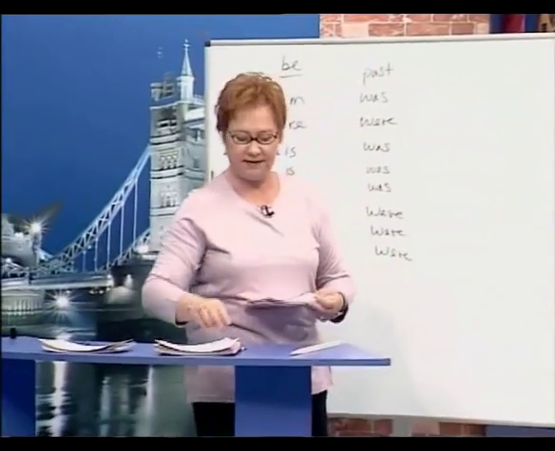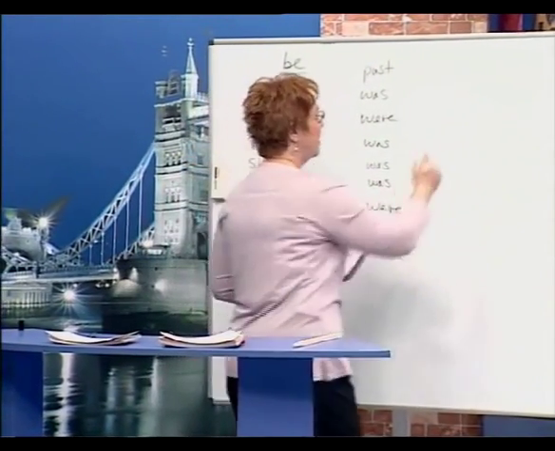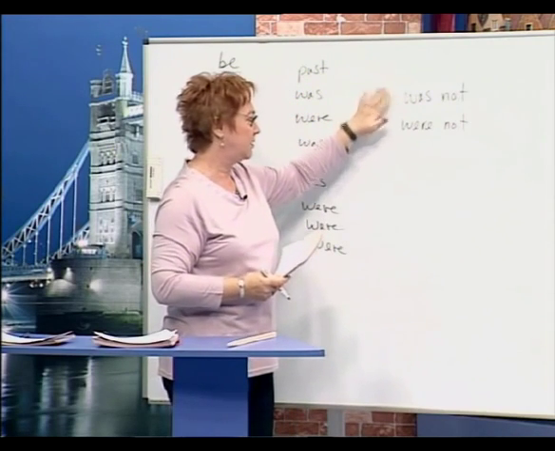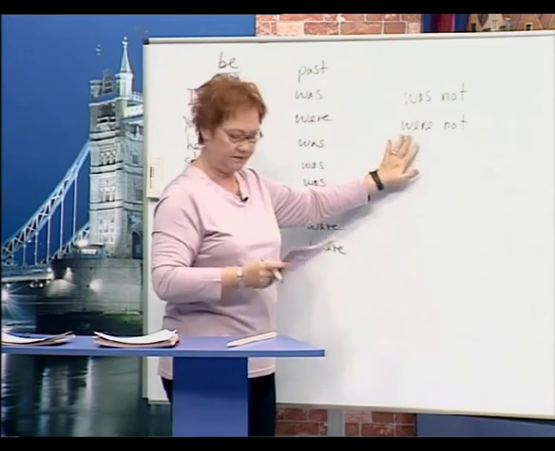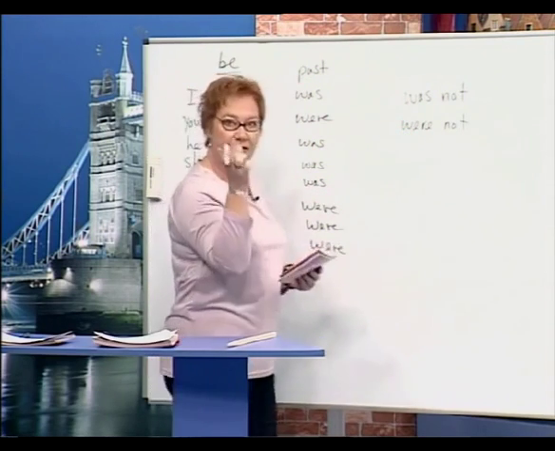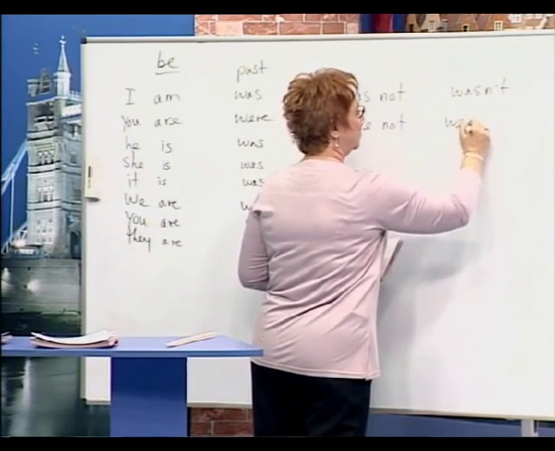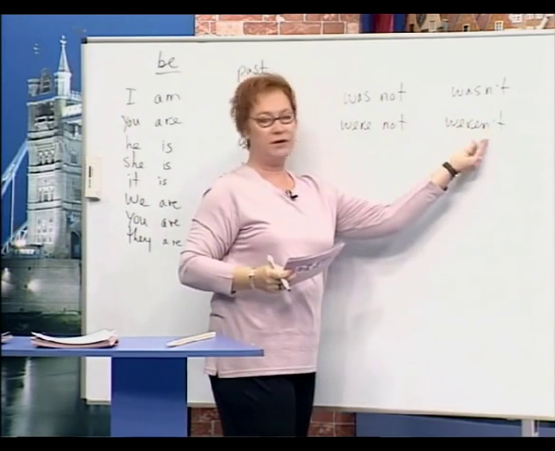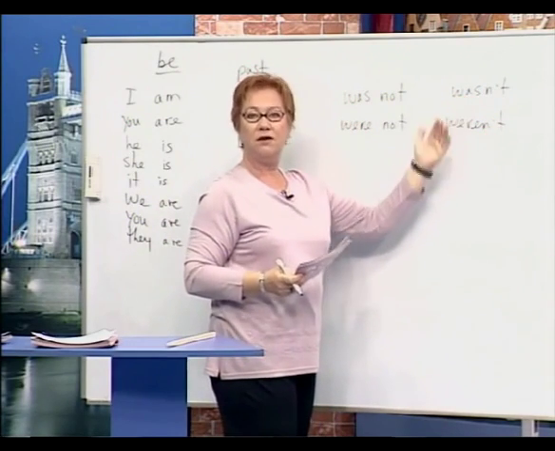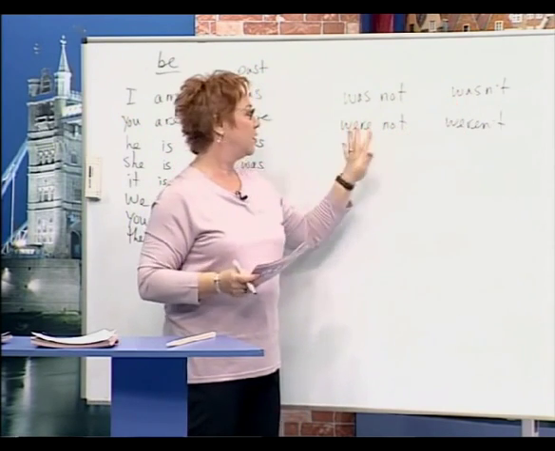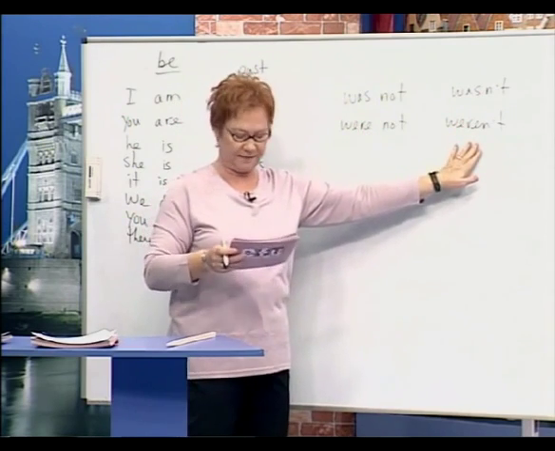Now, the full forms of the negative past are was not and were not. I was not, he was not, she was not, you were not, they were not, for example. Okay? Now, to make them shorter, we say wasn't and weren't. Now it's shorter. I wasn't, you weren't. So was not becomes wasn't, were not becomes weren't.